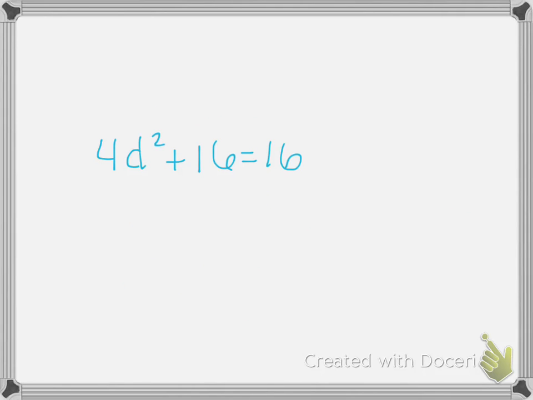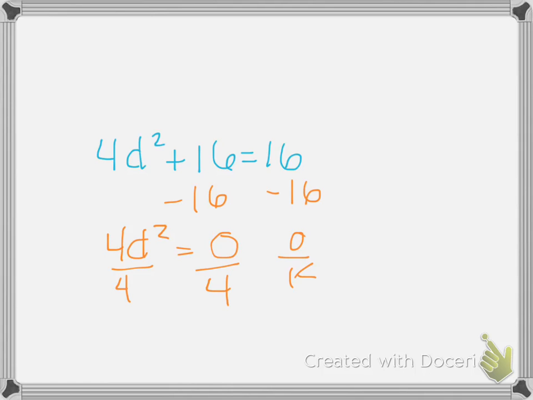Okay, let's try this one. So subtract 16. 4d squared is equal to 16 minus 16, which is 0, divided by 4. 0 divided by 4, remember it's okay, we're allowed to do that. So 0 divided by 4 is 0, so we got d squared equals 0. Square root both sides, so d equals plus or minus 0. So it's crossing my x-axis at positive or negative 0, which there's only one 0, it's 0, 0.